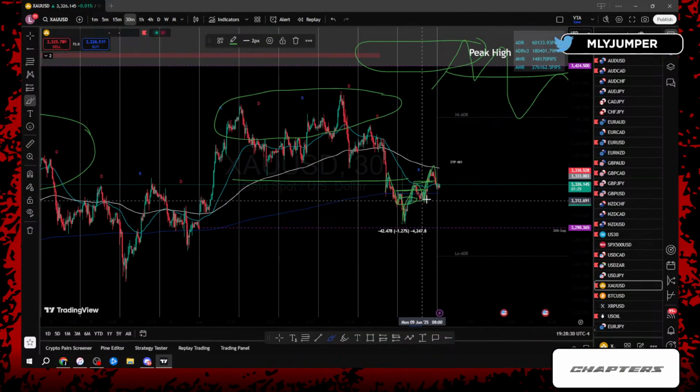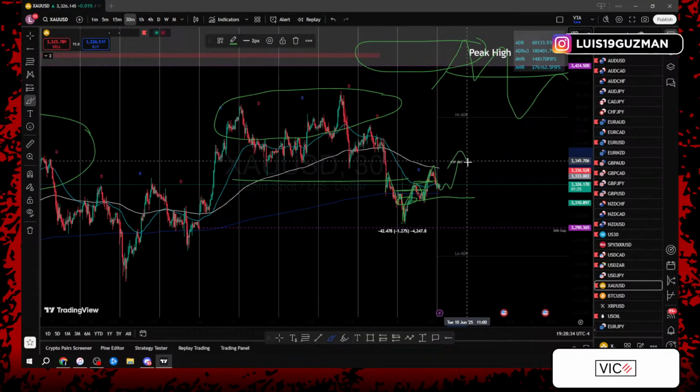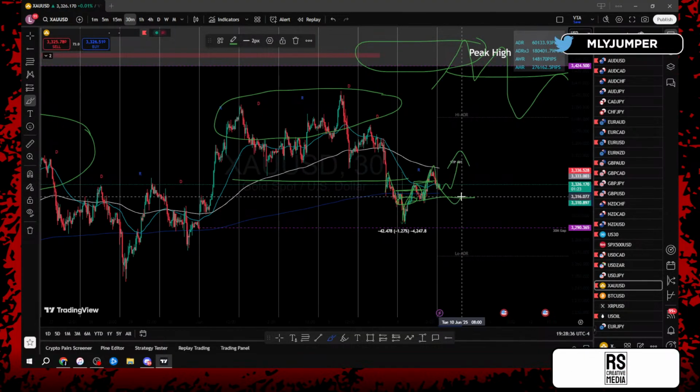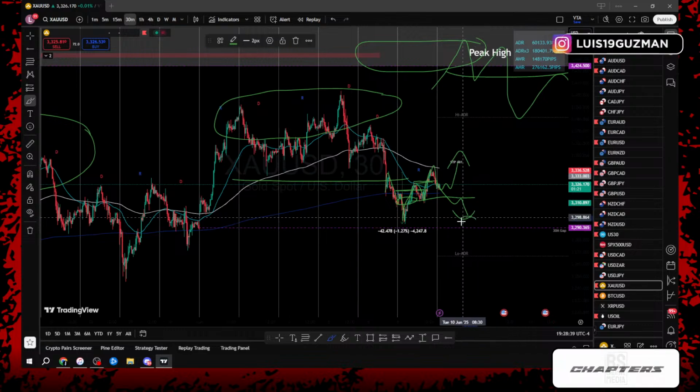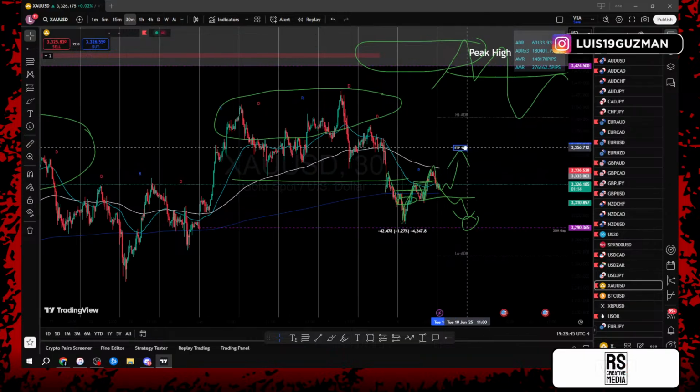So we already know that if price respects these lows, we're just going to get price to go back up. But if price breaks these lows, then we know we could try to get a little bit of a trade, just a small entry, to close back down at these lows once price fills these gaps. So that's pretty much it for gold.